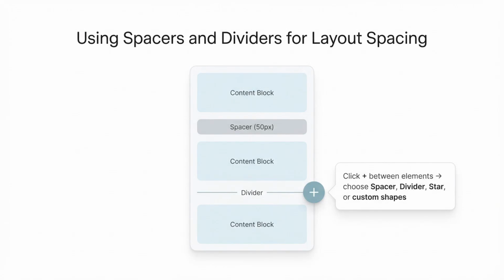When elements sit too close together, the layout feels cramped. Elementor's spacer widget is the cleanest solution. Click the plus icon between any two elements, and you get options to insert a spacer, a divider, or even decorative shapes like stars or circles.